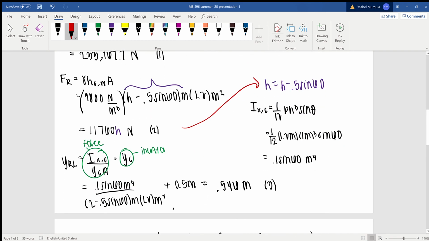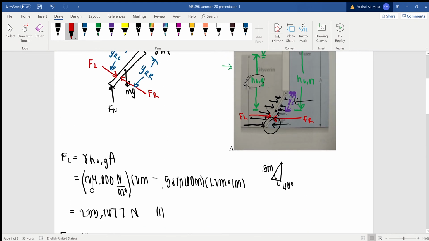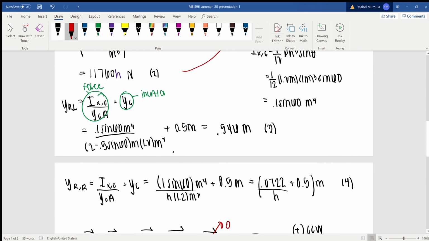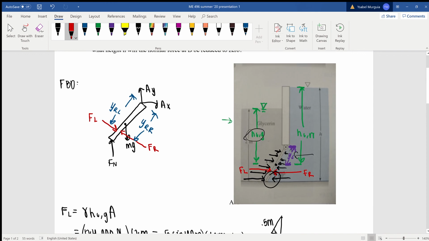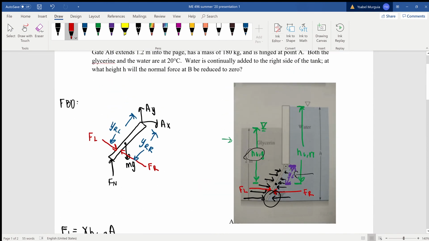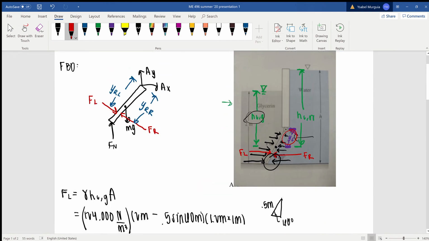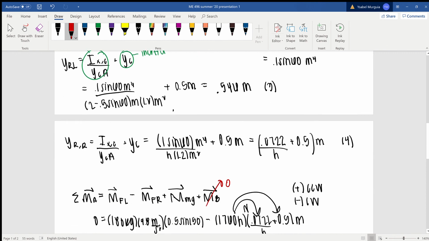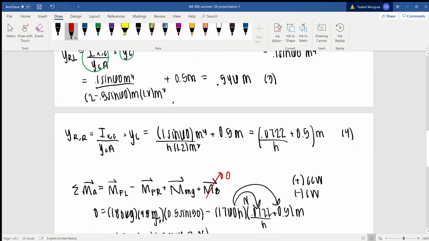Then we went ahead and solved for the position of the resulting force on the left using the equation given. We did have to include sine of 60 for the moment of inertia because we had this angle here. And then we added 0.5 meters. So again, the top was the inertia and then the bottom is the distance from glycerin to the height of the centroid, times the area, and we added this 0.5 meters, which is this y sub c right there. And then we got a value. Same thing for the side on the right. Here we did have h in the answer because we are solving for h.